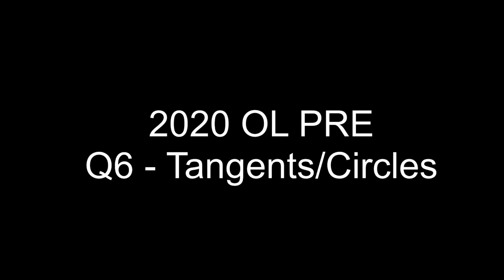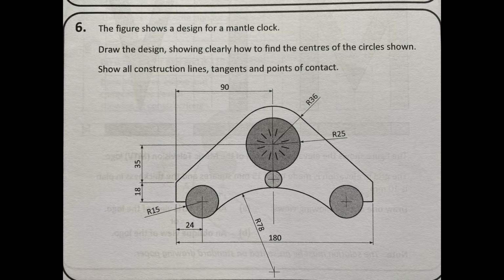In this video we are going to do the 2020 Ordinary Level Pre question 6, which is the one dealing with circles and tangents. So if we just have a look at the question here now. The figure shows the design for a mantle clock. Draw the design showing clearly how to find the centres of the circles shown. Show all construction lines, tangents and points of contact.